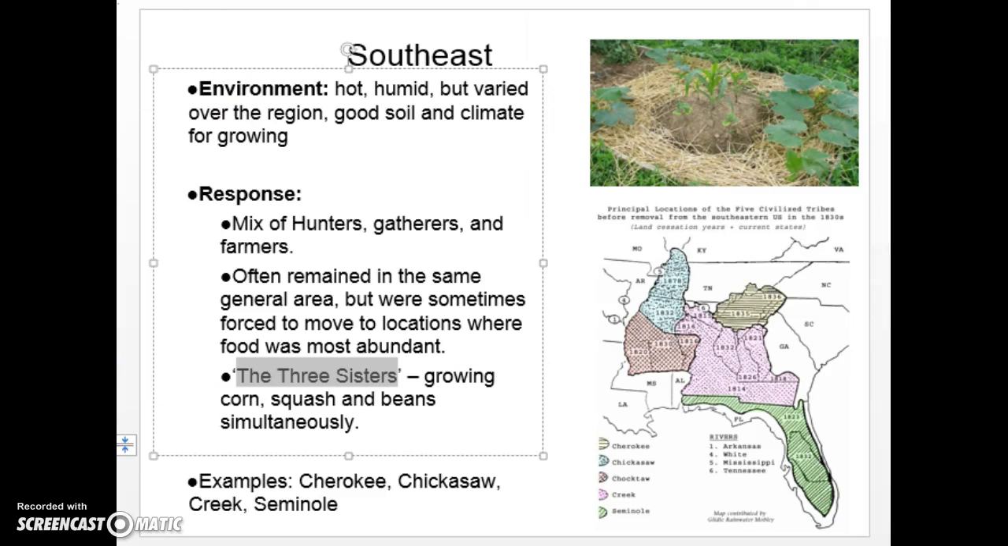One thing that you will need to know is that Three Sisters farming is developed based off of the environment. They grew corn, squash, and beans simultaneously, often in the same area, as a way to consistently recycle and replenish the soil. So they understood that if they only grew corn consistently, they would remove all of the nutrients from the soil. So they developed this Three Sisters farming to do that.